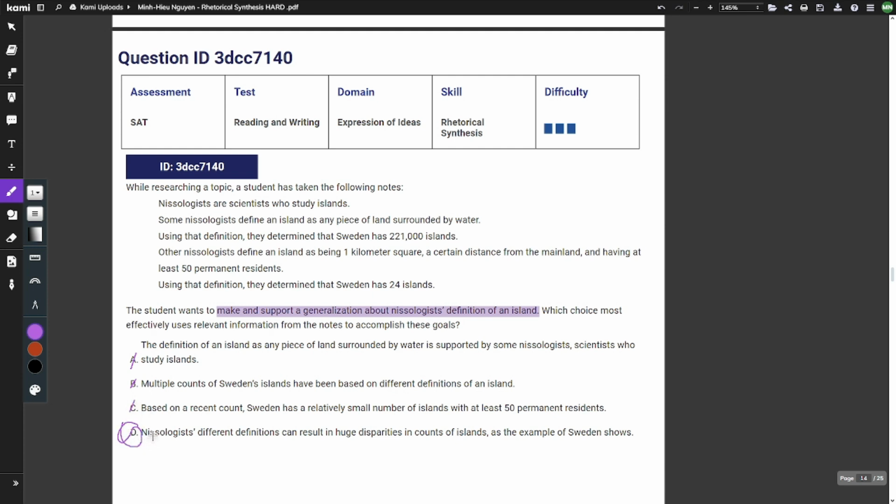Oh shoot, but let's see. Nosologists' different definitions can result in huge disparities in counts of islands, as the example of Sweden showed. So, this one does make a generalization about the nosologist's definition of an island, which is that their different definitions can result in huge disparities, and then it also supports it by giving the example of Sweden. So, D will be our answer.